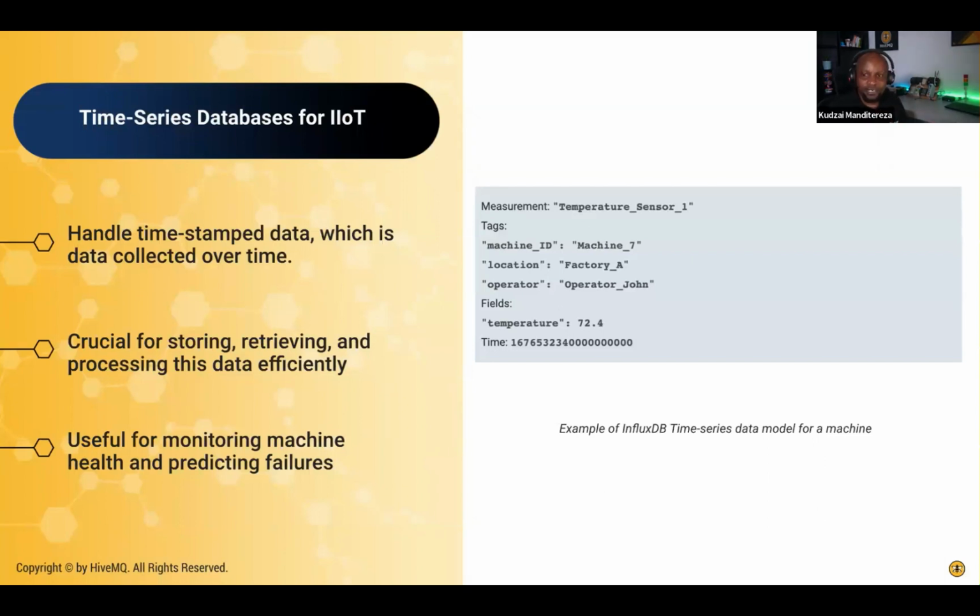So there are different mechanisms of storing IoT data that you could look at. There are time series databases. Basically, these are database systems that handle your data in a time-stamped format, where data is collected over time and represented in that format. These are crucial whenever you need to store and retrieve data efficiently. Because of the way time series data is stored, it makes for easier, faster access.